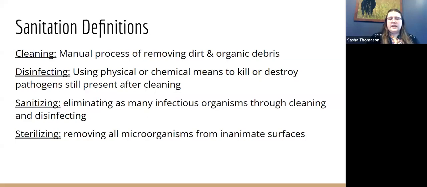And then sterilizing is like the top of the line, removing all microorganisms from any inanimate surfaces. This is what's done on, like, sterilizing surgery instruments, things like that. And it's not able to be done in kennel settings, and obviously it cannot be done on live animals or anything like that.